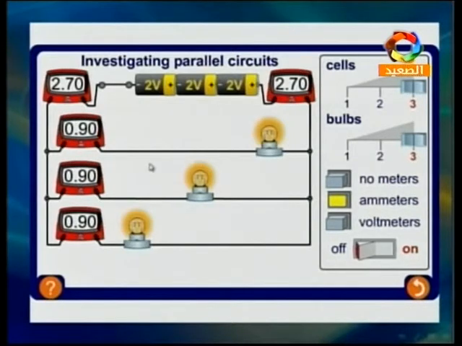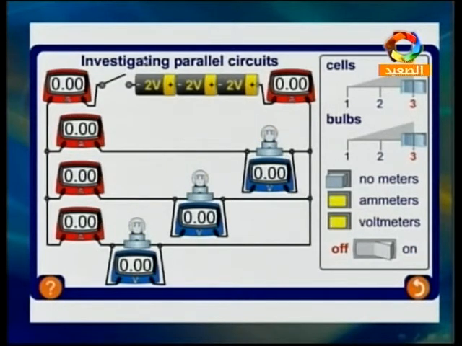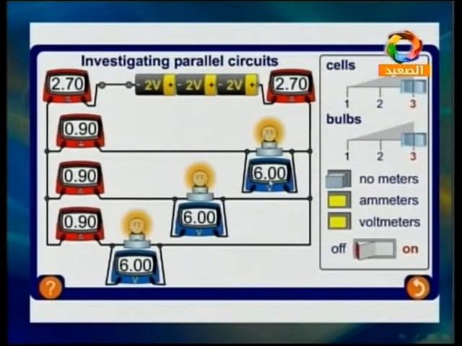Why? Because here the electric current intensity is distributed in the 3 lamps. And if I have a voltmeter like this, it reads 6 volts, 6 volts, 6 volts. Why? Because here we have 3 batteries, and the total EMF is 6 volts. So the voltage isn't distributed in each part of this circuit, but the electric current intensity is divided among each lamp.